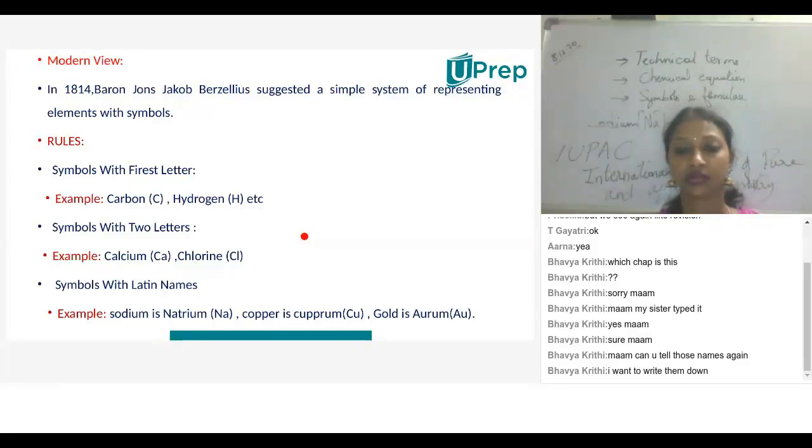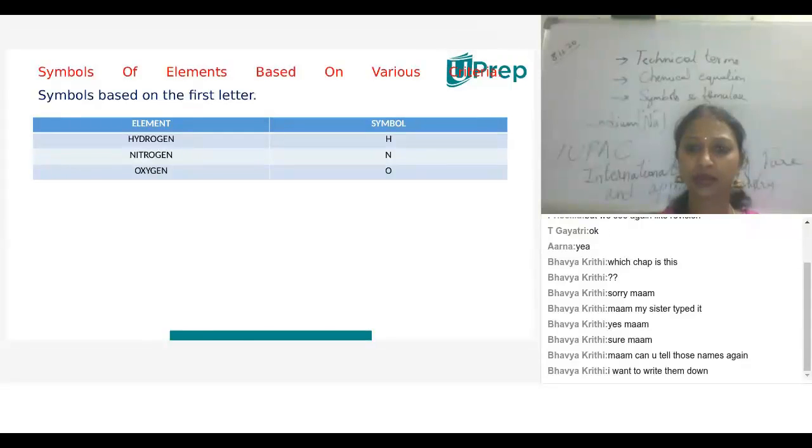Ma'am, you don't need to write it when it's there in the periodic table. It's there in the periodic table, but we don't know on what basis they have given the symbols, no? Until and unless we study it, we cannot understand.